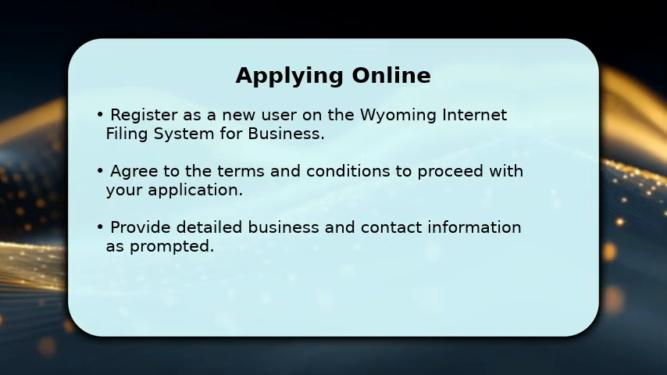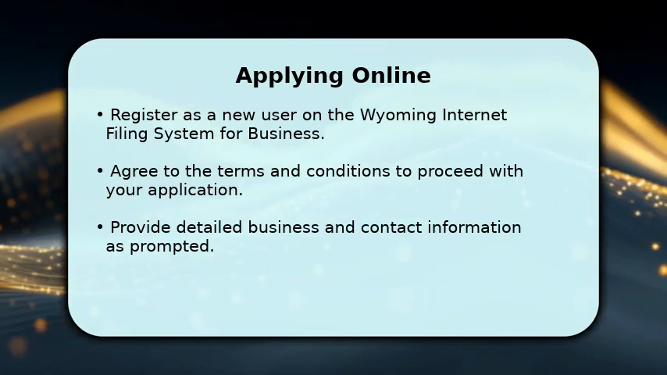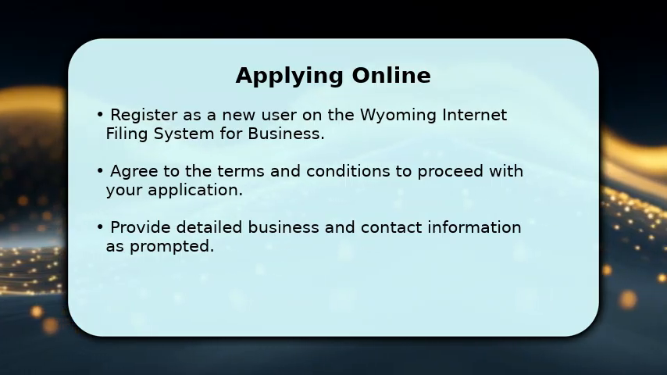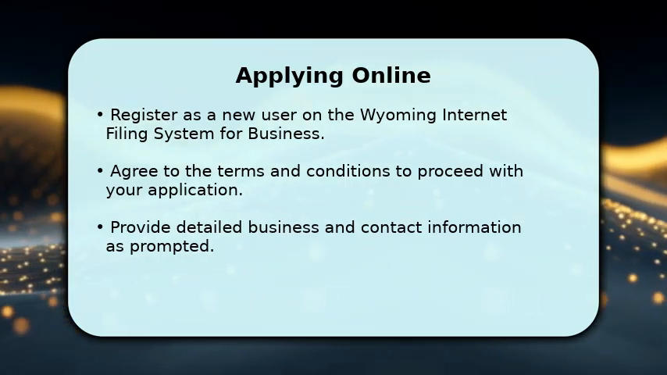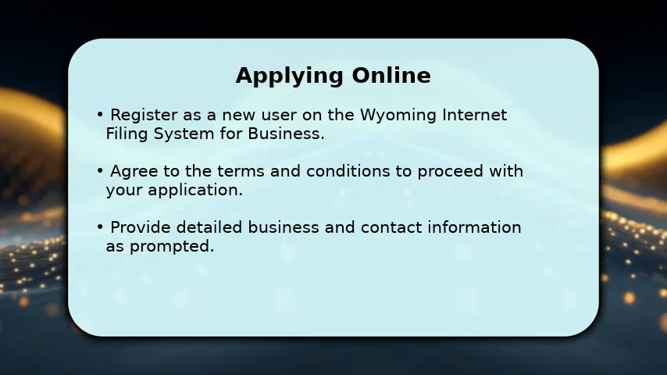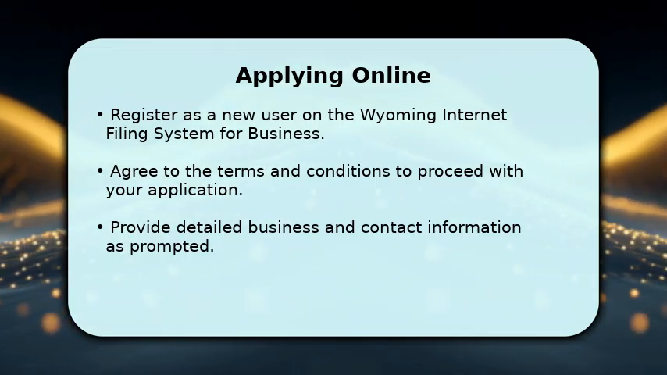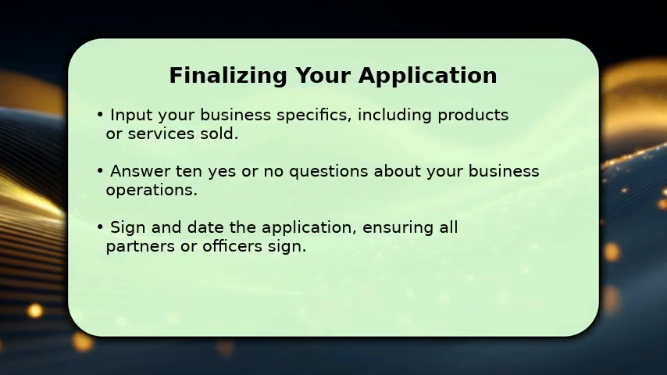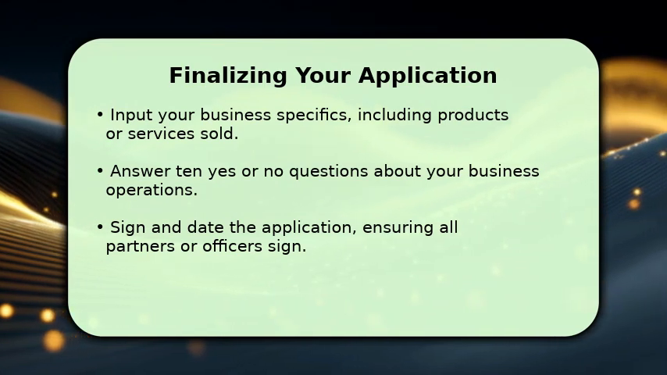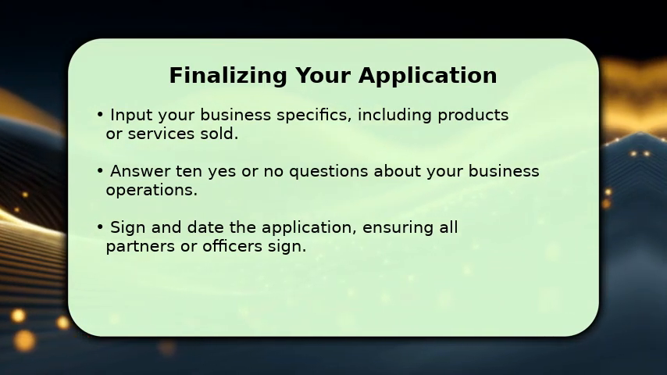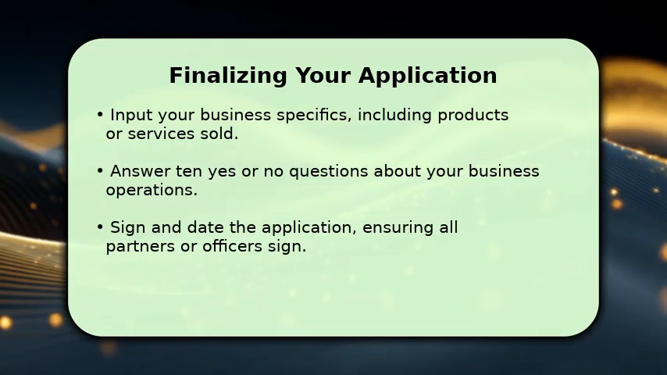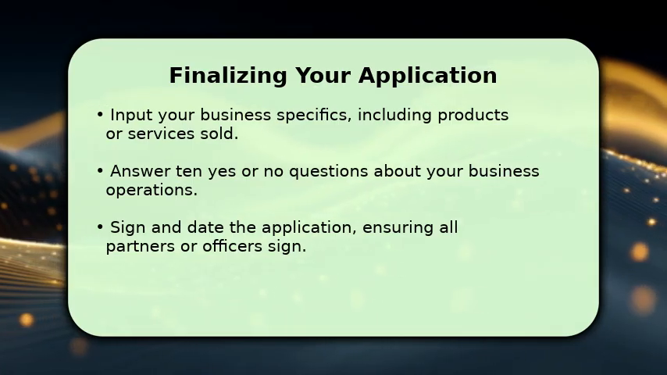Next, accurately input your business's basic information, including its name, mailing address, and contact details. This ensures the Department of Revenue can process your request correctly. As you continue the online application, you will need to specify the types of products or services your business sells. There are also 10 yes or no questions regarding your business operations that require careful answers.